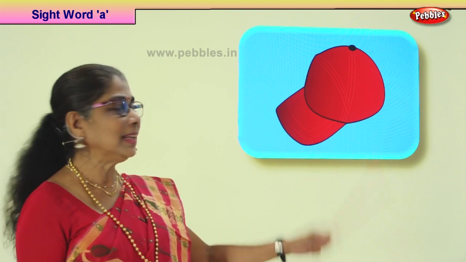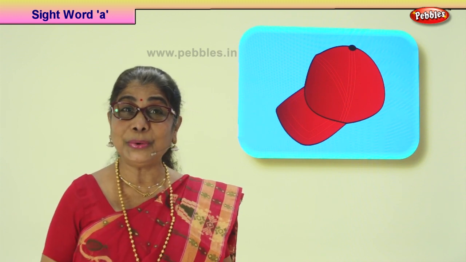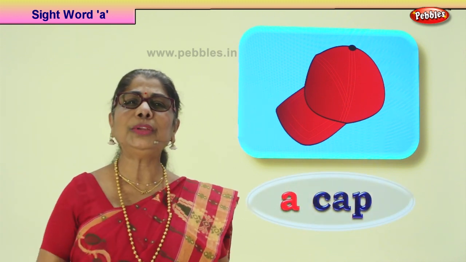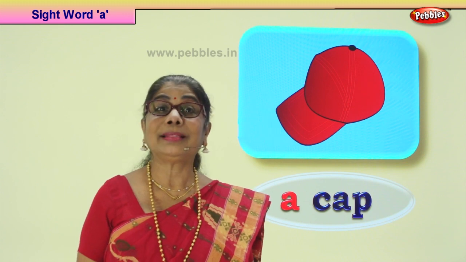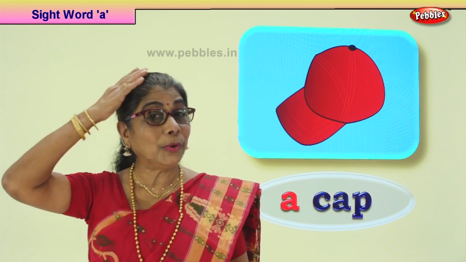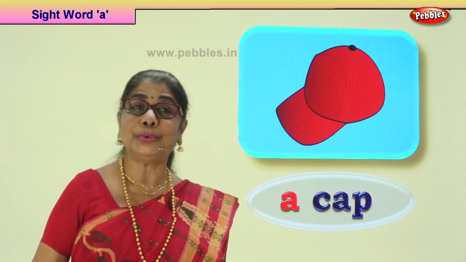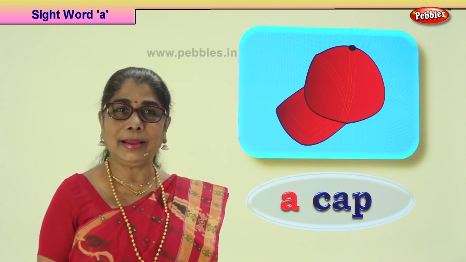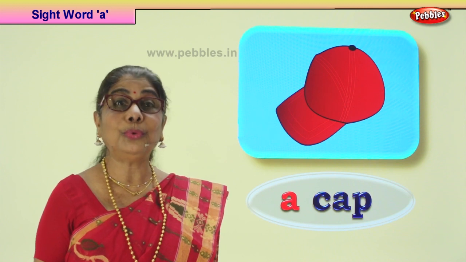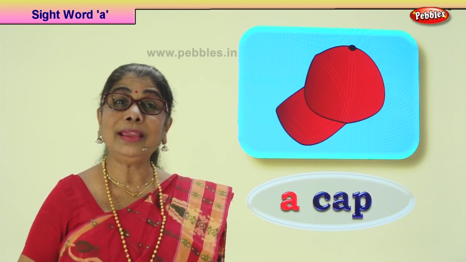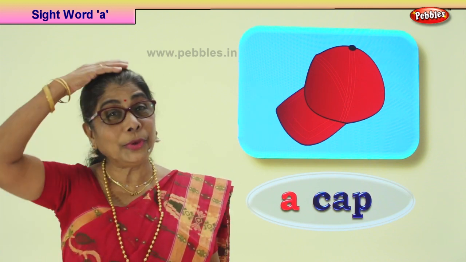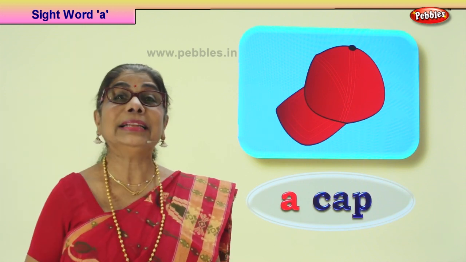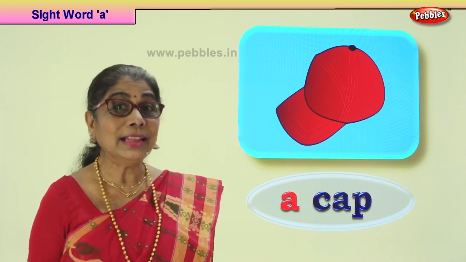Good. What do we see here? What is that? Something that you put on your head? Cap. Very good. Cap. What is the use of a cap? The cap, one, it will keep your hair set. Two, you can go out in the sun or in the rain and it will keep the sun, the rain and the heat away from your head so you don't feel tired, you don't feel sick.